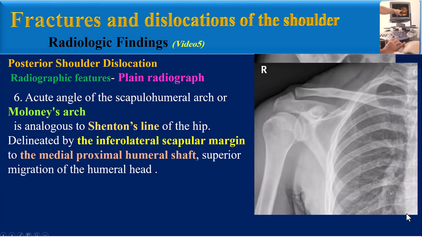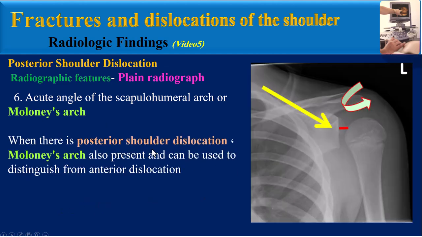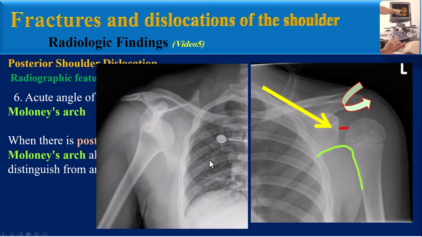It's delineated by the inferolateral scapular margin to the medial proximal humeral shaft, and superior migration of the humeral head. Rotator cuff insufficiency can cause disruption to this imaginary radiographic line. When there is posterior shoulder dislocation, Moloney's arc is also present and can be used to distinguish it from anterior dislocation. As you can see in this patient with anterior shoulder dislocation, Moloney's arc cannot be delineated.